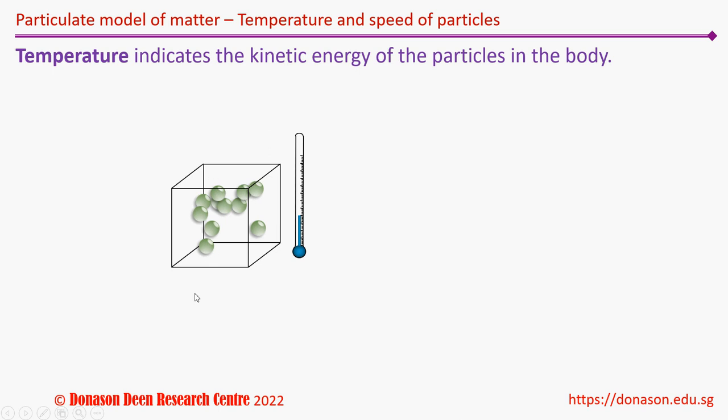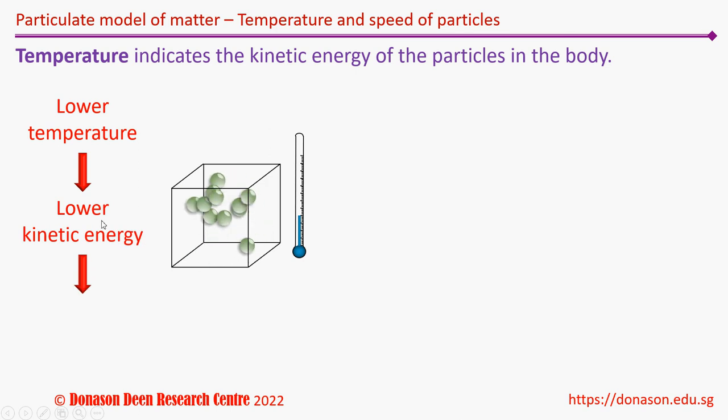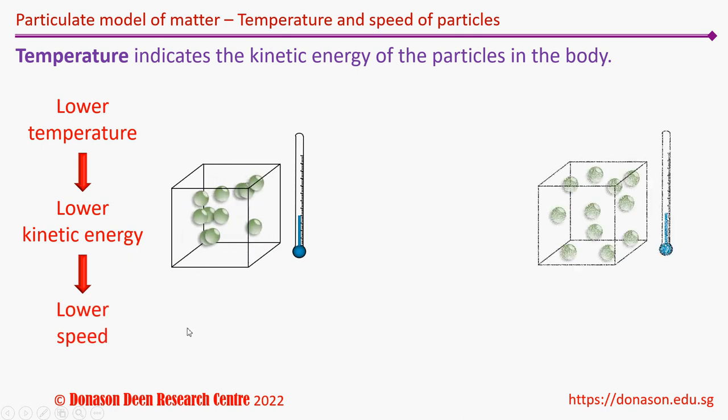So if we were to look at the particles at a particular temperature, at lower temperature the particles have a lower amount of kinetic energy. As you can see, the particles are moving quite slowly. They have a lower kinetic energy and they move at a relatively low speed. And what would happen if we were to start giving them more kinetic energy from the heat energy?